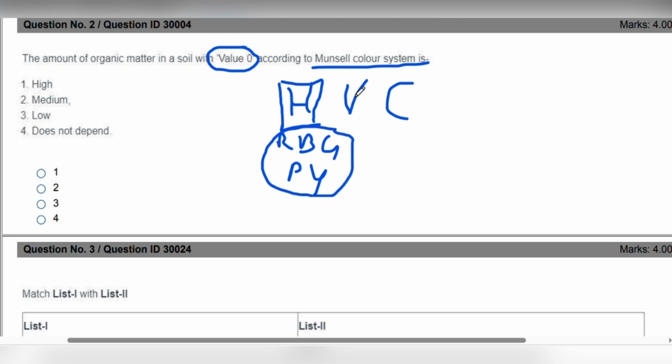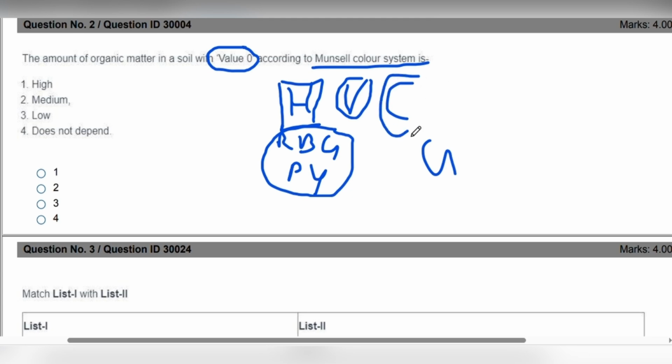Value means the relative lightness or darkness of the color, how light or how dark the color is, meaning how black or how white it is. And chroma means the purity or the degree of saturation of the color. Say the hue is green, then how pure and how saturated that green is, that is the chroma.